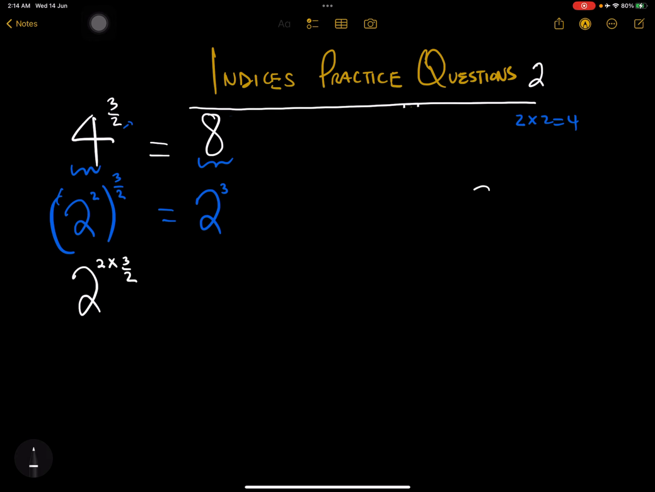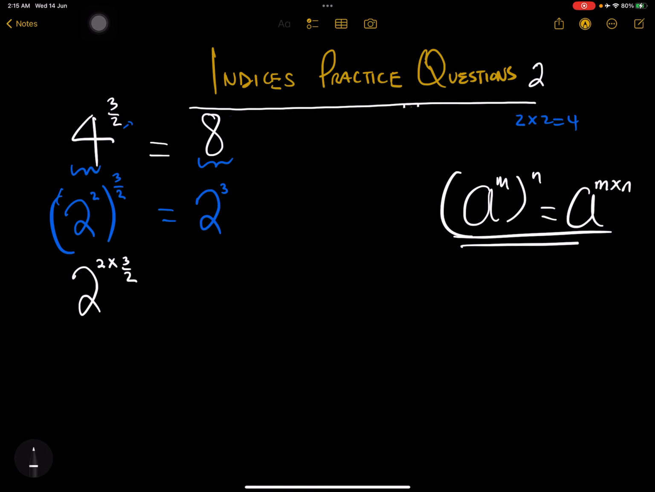Don't forget the rule that says that if you have a to the m, to the n, it is the same as a to the m times n. So don't throw this rule away. That's what we are using now over here. So we have the 2 multiplied by the 3 divided by 2, and we also have 2 to the power of 3.